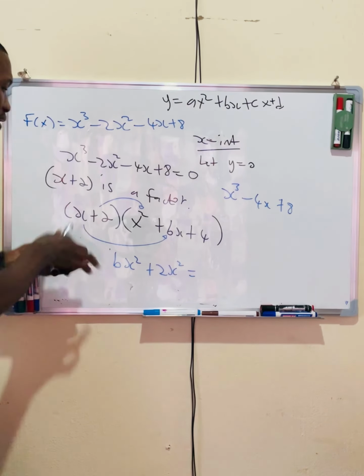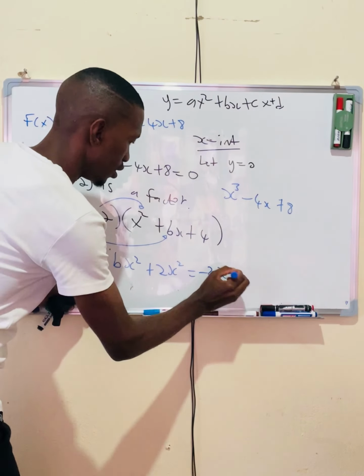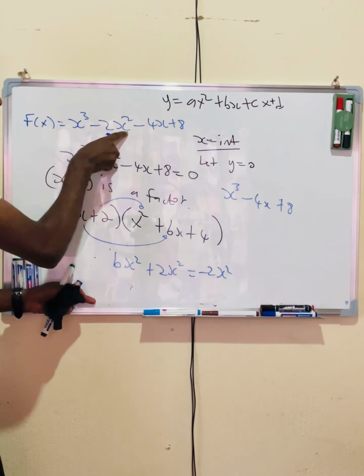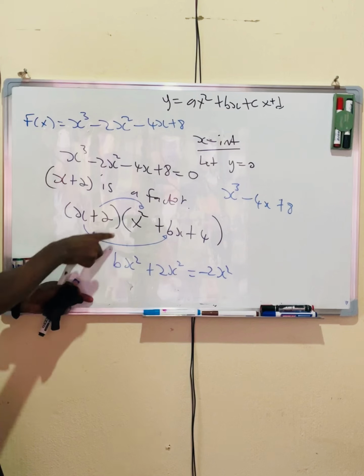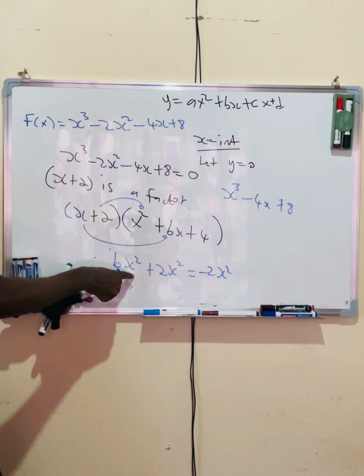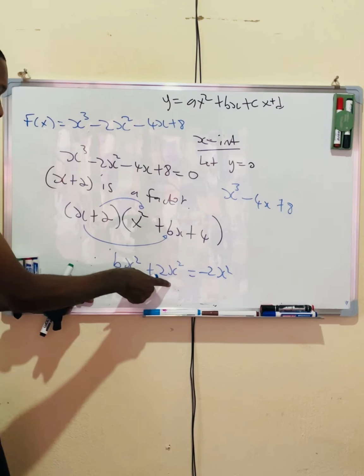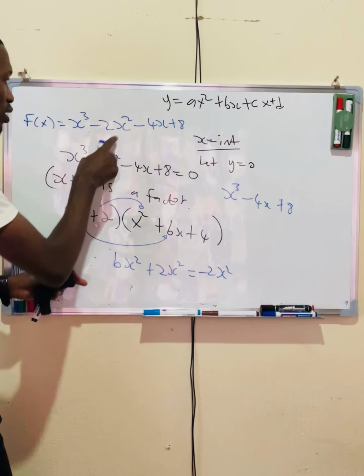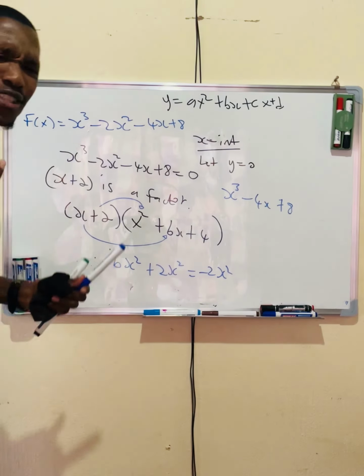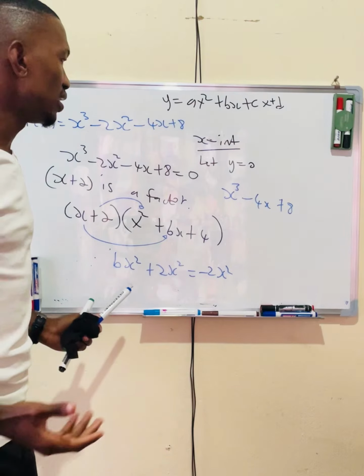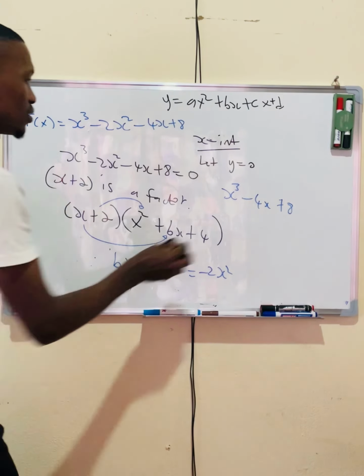So now we have that one is minus 2x squared. Where did I take this one? From here. You see, bx squared, x times this one, bx squared. 2 times this, 2x squared, equals to negative 2x squared, which is this one. Now, what is the goal? The goal is to find the value of b.